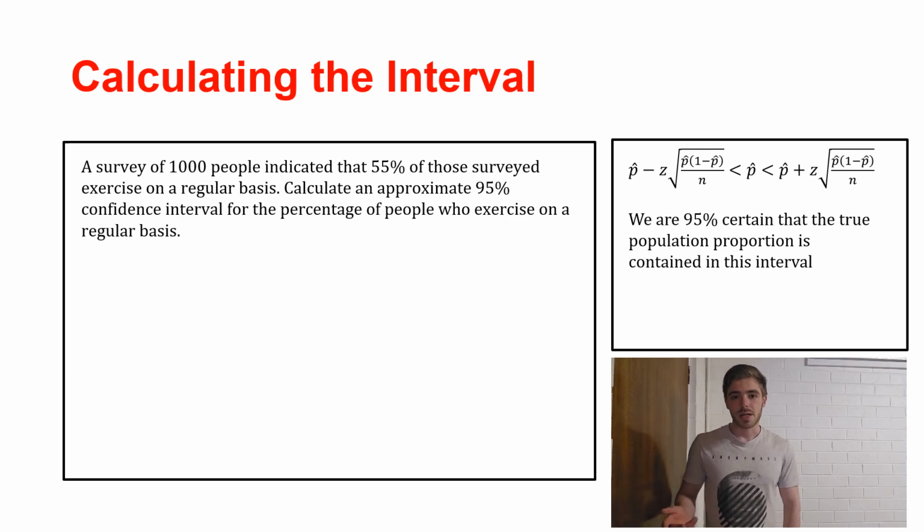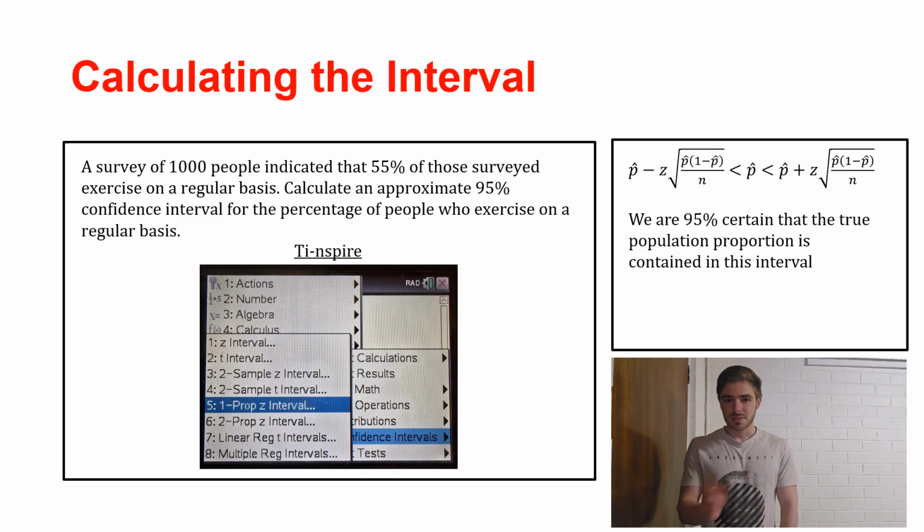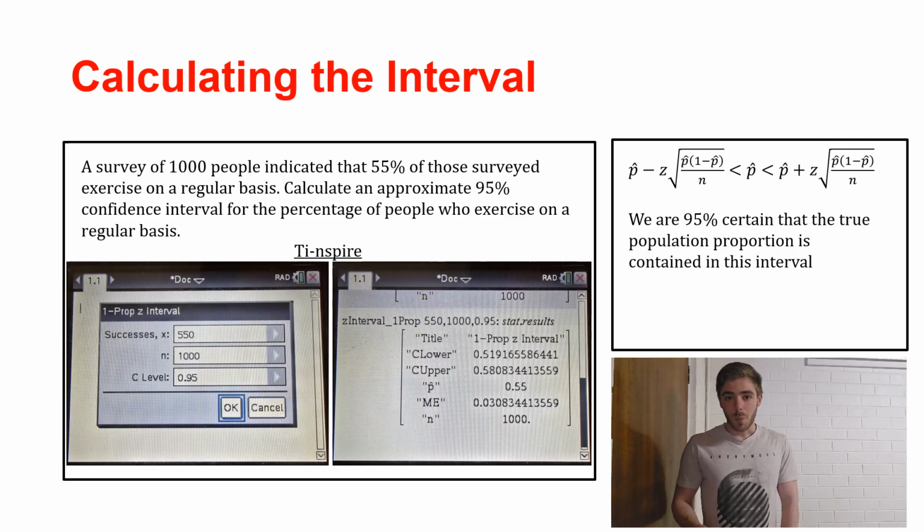An alternative way to calculate these confidence intervals is to use the CAS inbuilt functions. On TI Inspire, this is located under Statistics, Confidence Intervals, and then one prop z interval. You'll just have to be mindful to convert your p hat value into an equivalent discrete number.